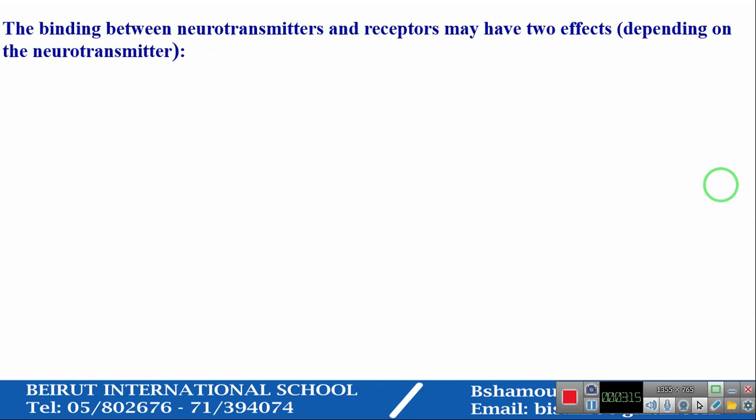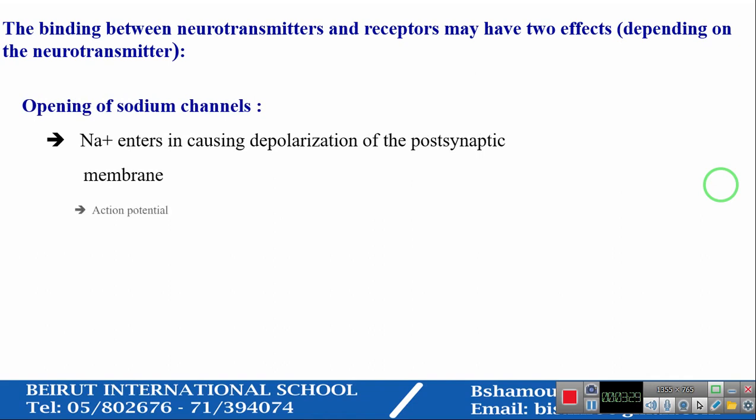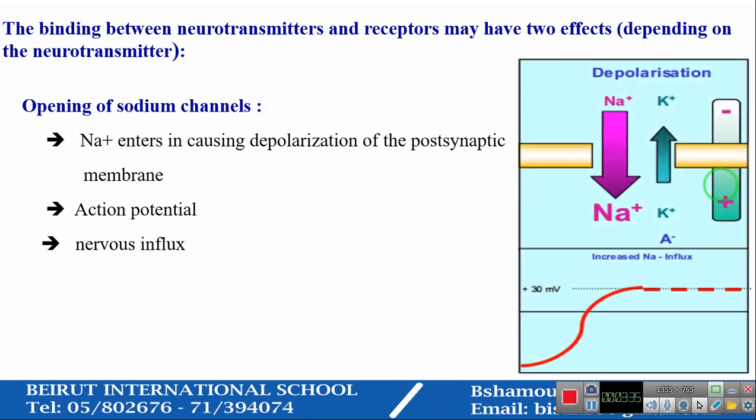The binding between neurotransmitters and receptors may have two effects, depending on the neurotransmitter. If it opens the sodium channels, Na+ enters, causing depolarization of the postsynaptic membrane. An action potential is formed, a nervous influx, as you see in this figure.